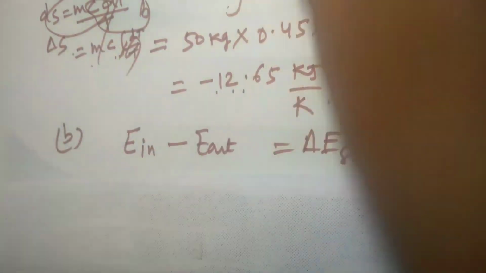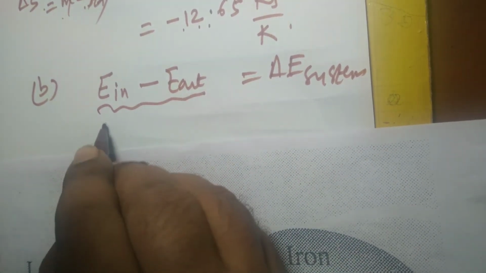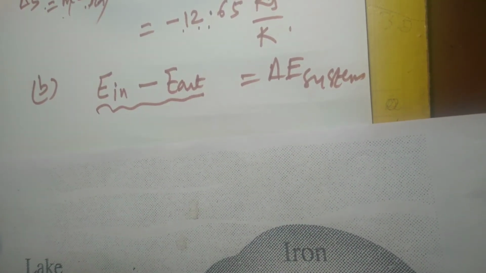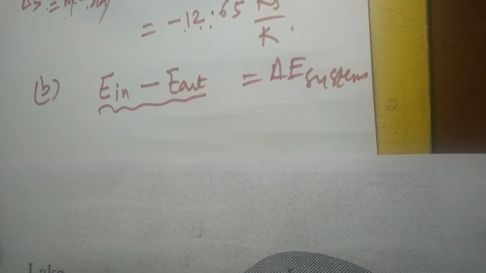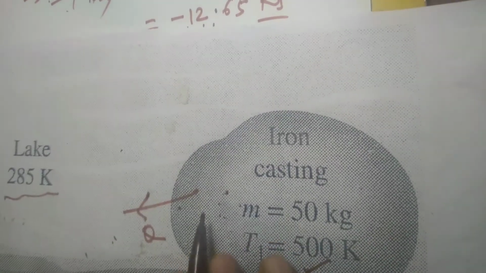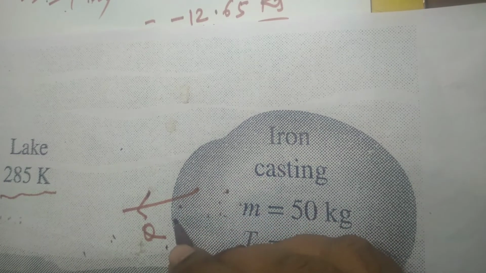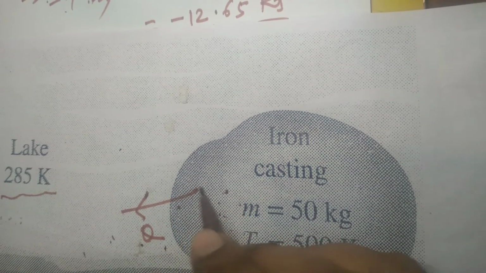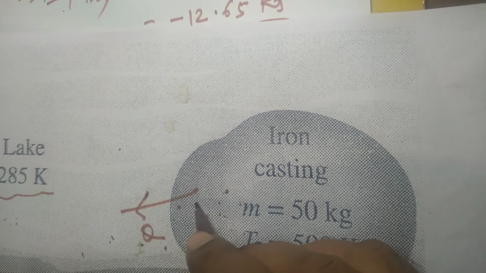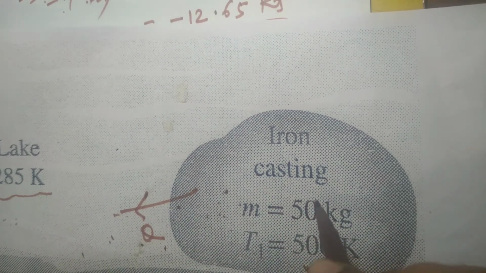So E in minus E out here will be the net energy transfer. When energy interaction takes place between a system and its surroundings, it happens through three modes: one is heat, one is work, and another is through mass. But here, since the iron casting is a closed system, no energy interaction can take place with mass. So the only interactions possible are heat and work, but there is no work transfer here, so only heat interaction is taking place, and the heat is going outside the iron block towards the lake, because the block is at a high temperature.